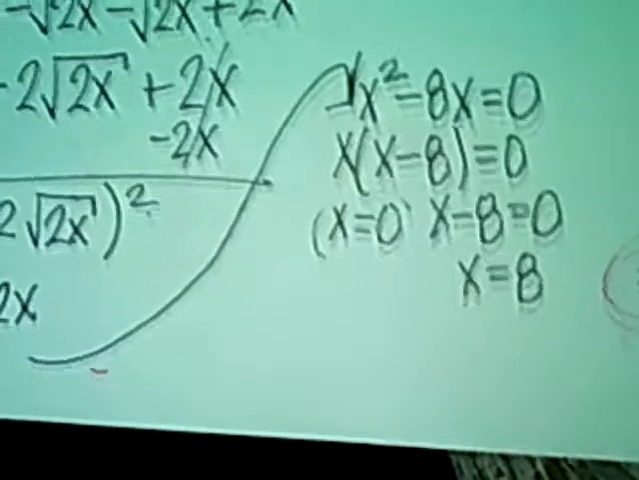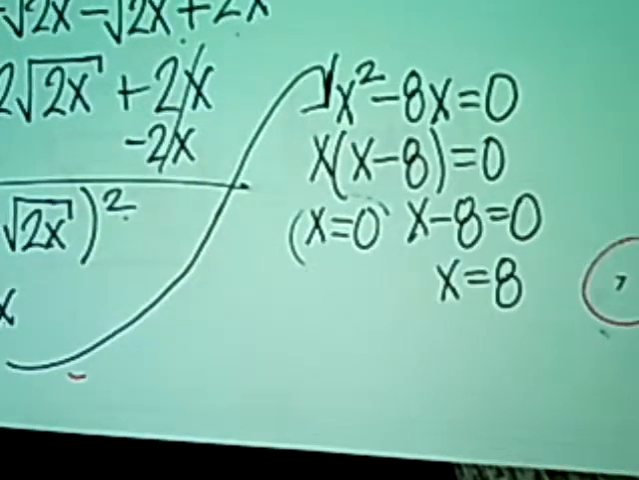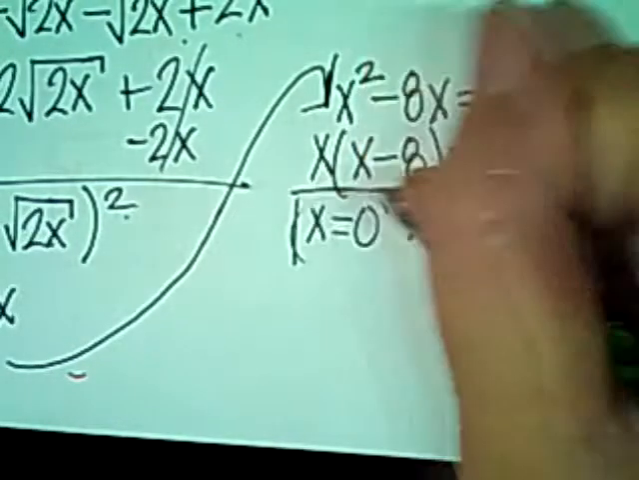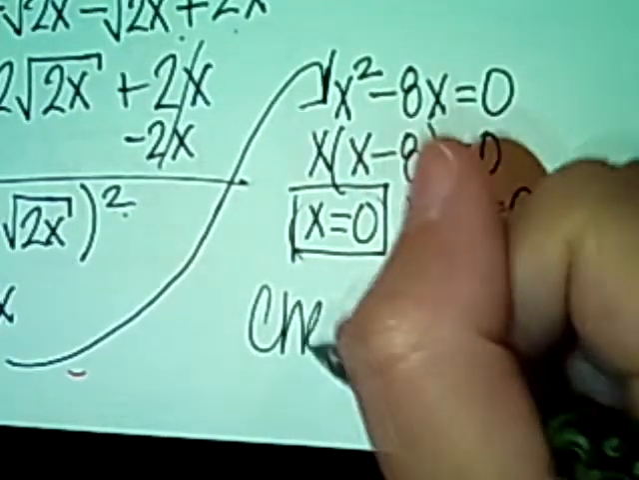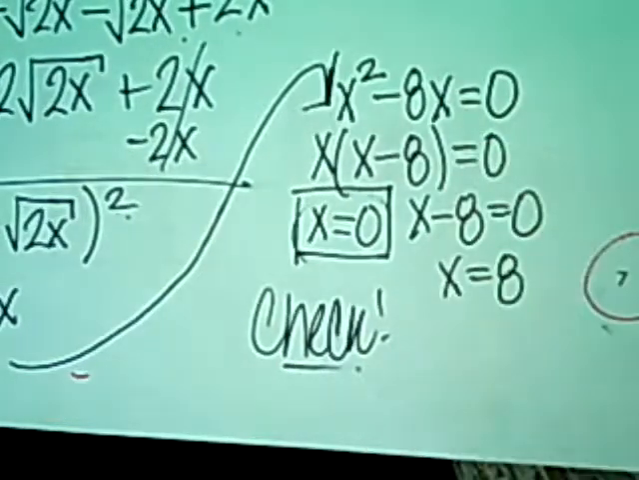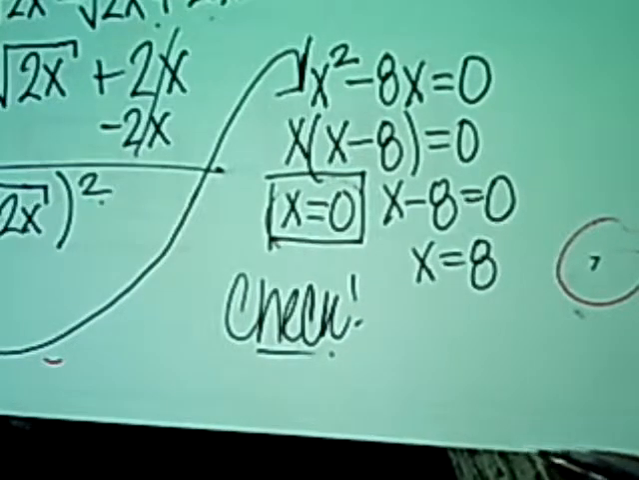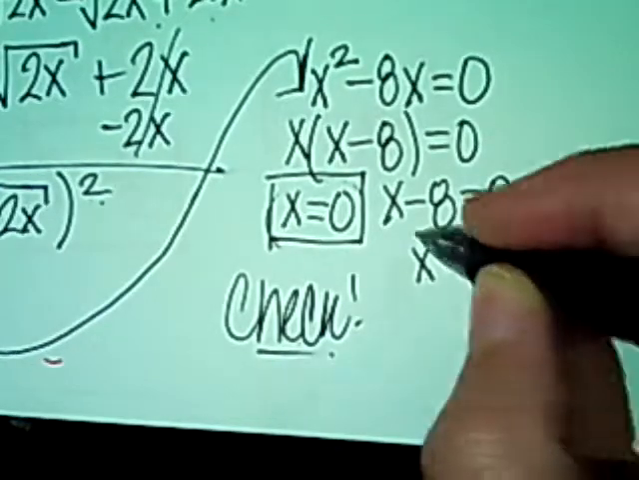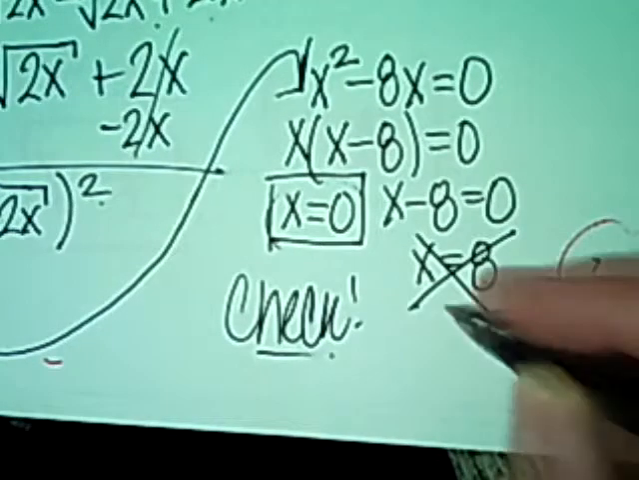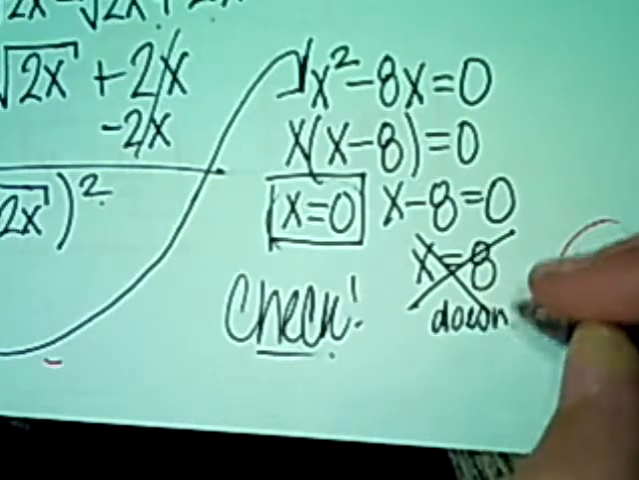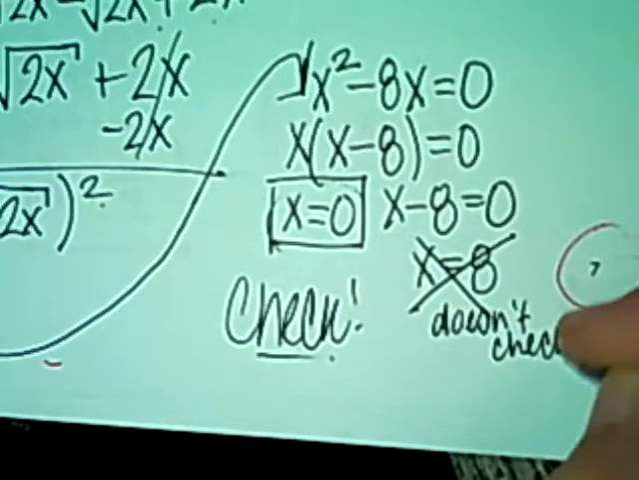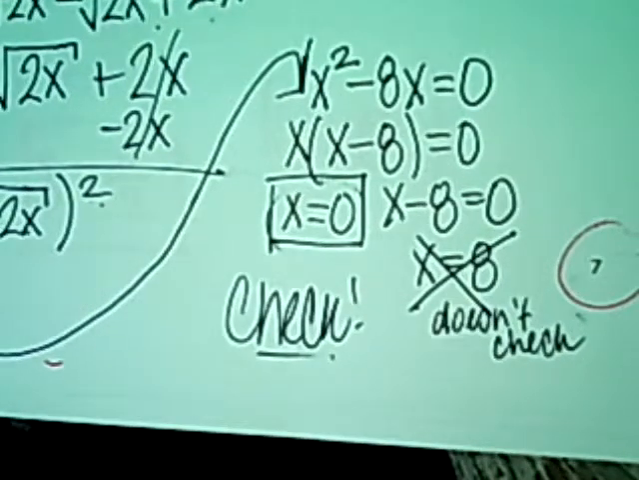And then you would do the check, and when you actually do the check, you're going to find, so I'm just going to write, do the check. When you do the check, you're going to find that x equals 0 works, and x equals 8 does not work. So this one doesn't check. And that would be it for this section.